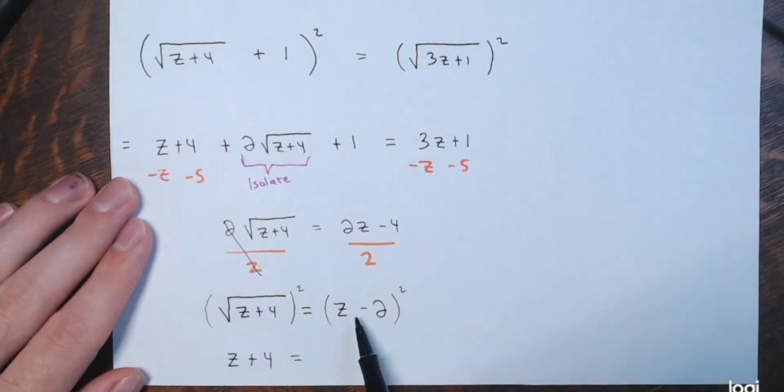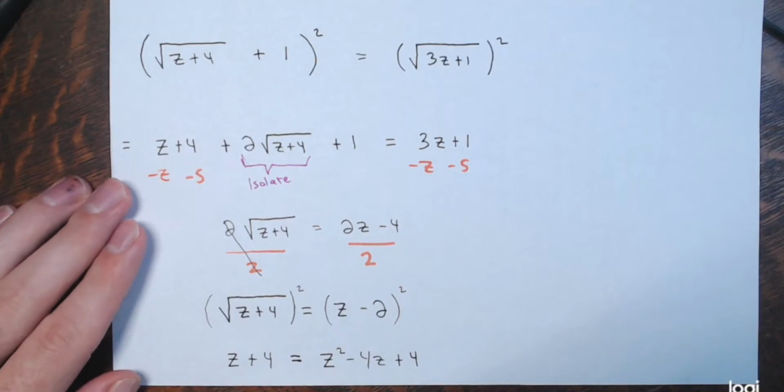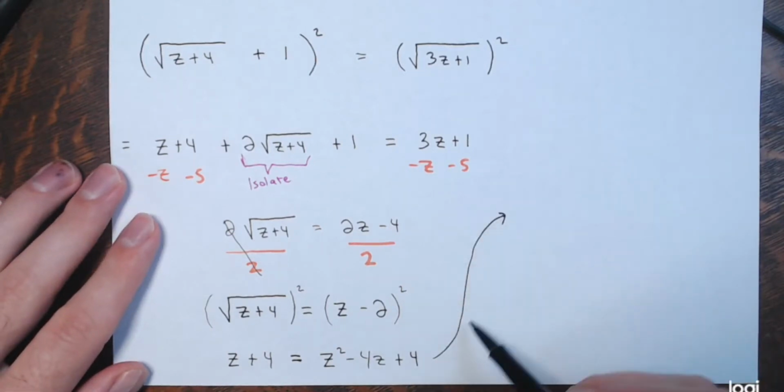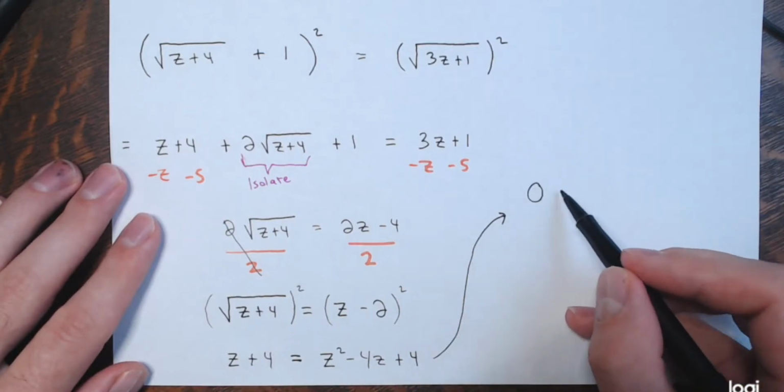And then again, don't forget, you're not just squaring z and 2 here. You're taking z minus 2 times z minus 2 again and foiling and combining like terms. You'd end up with z squared minus 4z plus 4 if you were to do that. Alright, then I don't want to bring in a new piece of paper. I'm just going to say, let's bring this over here. I'm going to take everything to the right side, everything to one side, 0 on the other.